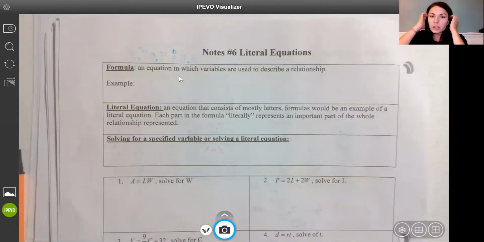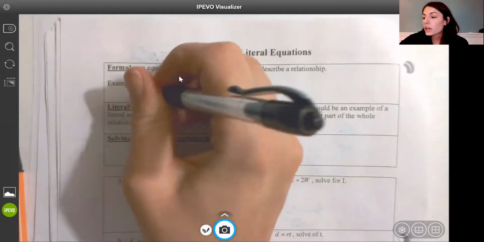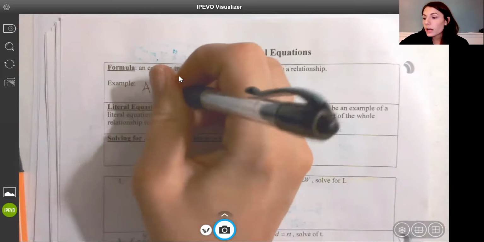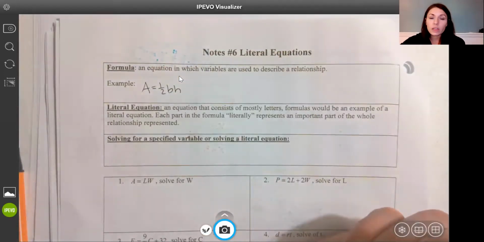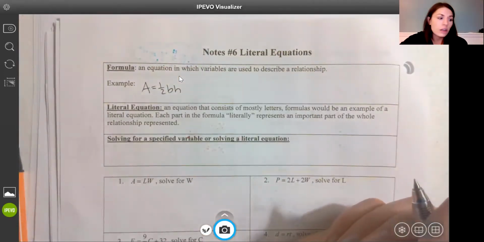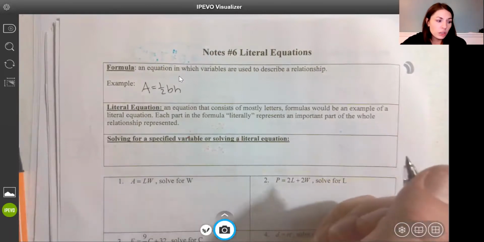Today we're going to be completing notes number 6 on what are called literal equations. So something that you might be familiar with is a formula. A formula is just an equation where variables are used to describe a relationship. Examples of formulas you may be familiar with: area equals 1/2 base times height, the area for a triangle. That's an example of a formula.